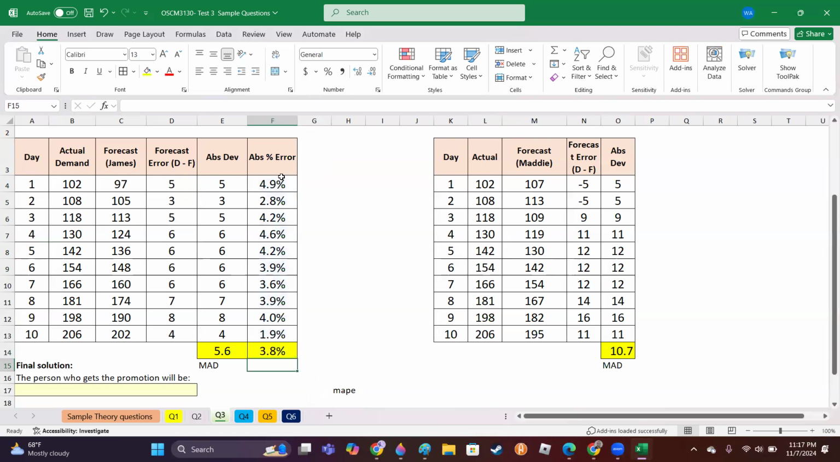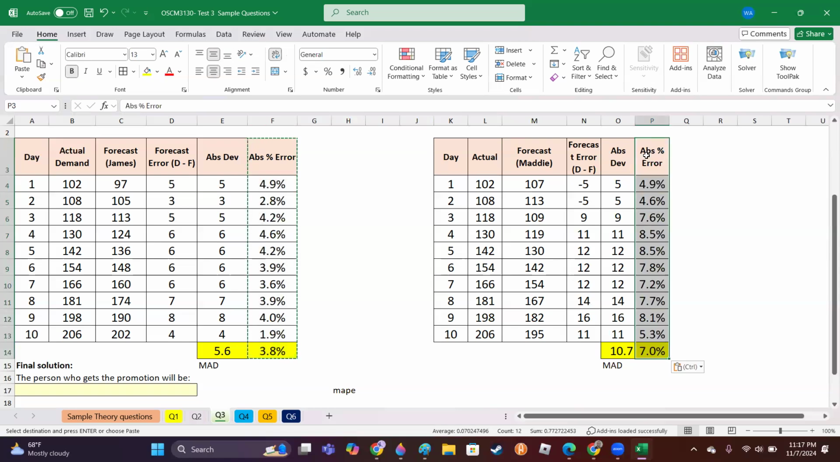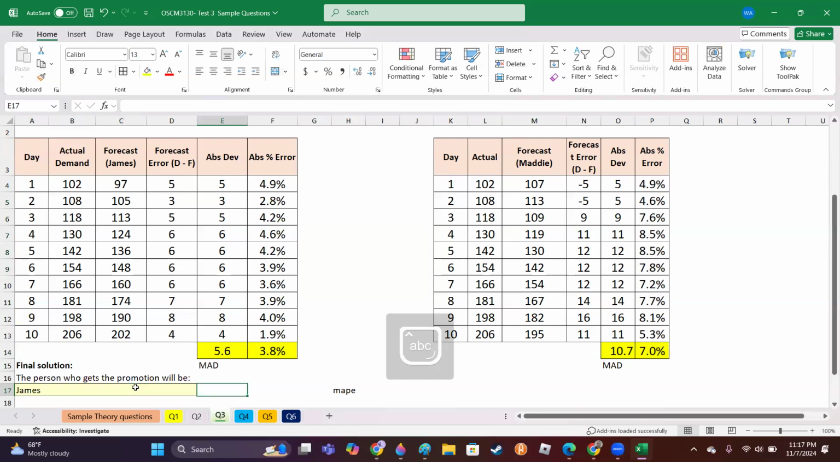Okay, and that gives me a 3.8%. I can copy this over and do the same on this end here. And now we see that Maddie's forecast is off by 7%, while James's forecast is off by 3.8%. So with both approaches, we can say that the person getting this promotion is going to be James. And I think that should be the last part to this question.